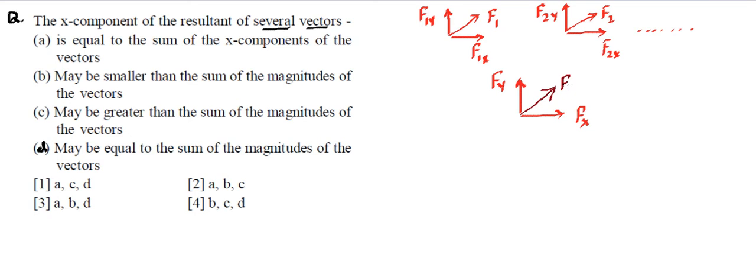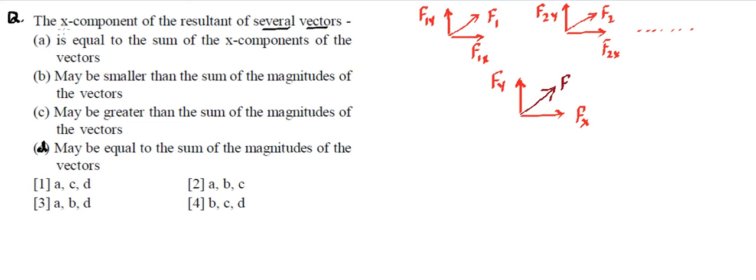So here this F is indicating the resultant of all the vectors F1, F2, F3, let's say n number of terms, and this Fx is the x component of the resultant of all the vectors. This is the y component of the resultant of all the vectors, and these are the individual x components and individual y components.